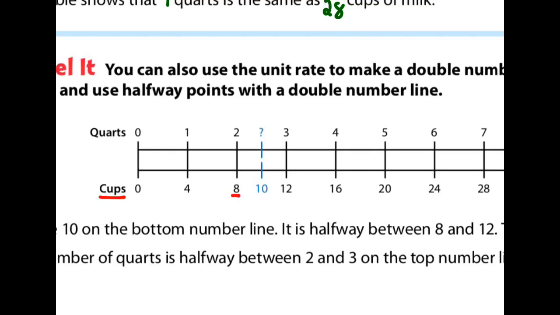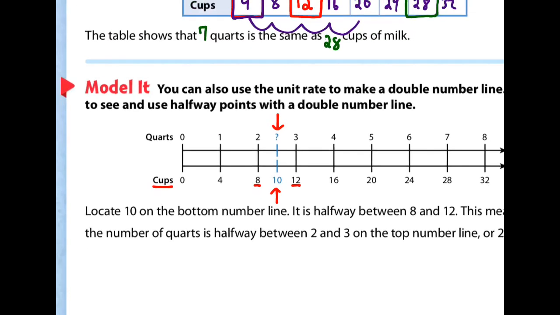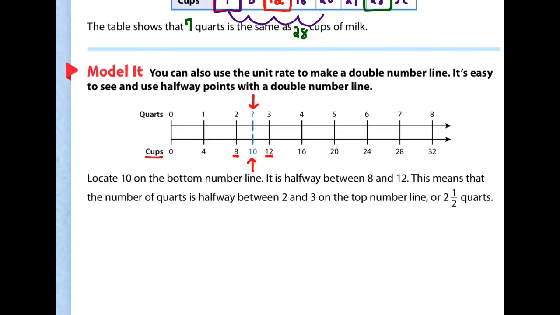If they give us 8 and they give us 12, you know that 10 is the halfway point between the 8 and the 12. Well, what's the halfway point between 2 and 3? Well, wouldn't that be 2.5? So the answer would be you would need 2 1/2 quarts, which is the same as 10 cups.